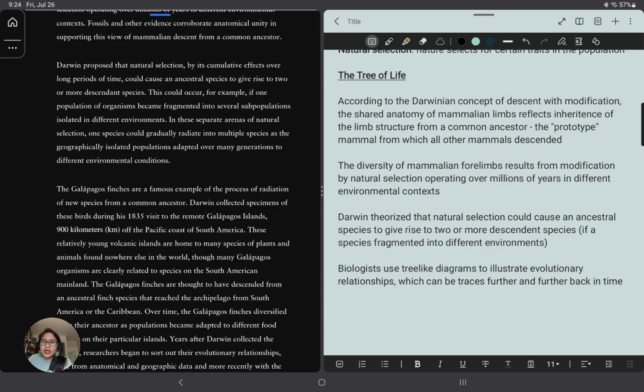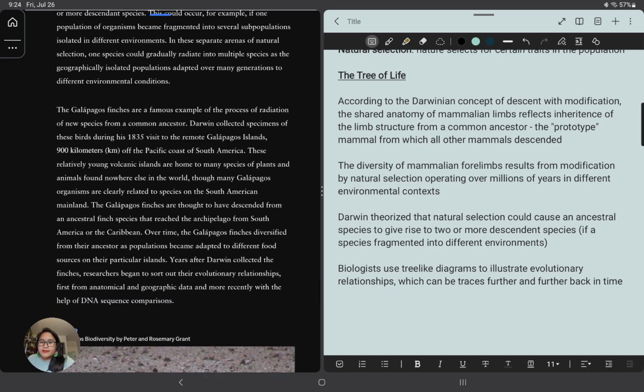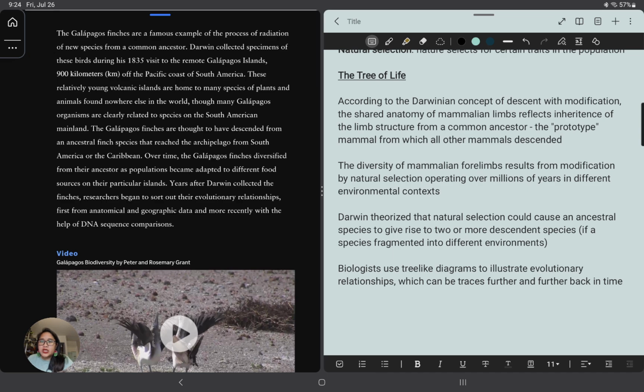This could occur, for example, if one population of organisms becomes fragmented into several subpopulations isolated in different environments. In these separate arenas of natural selection, one species could generally radiate into multiple species as geographically isolated populations adapted over many generations to different environmental conditions. The Galapagos finches are a famous example of the process of radiation of a new species from a common ancestor.